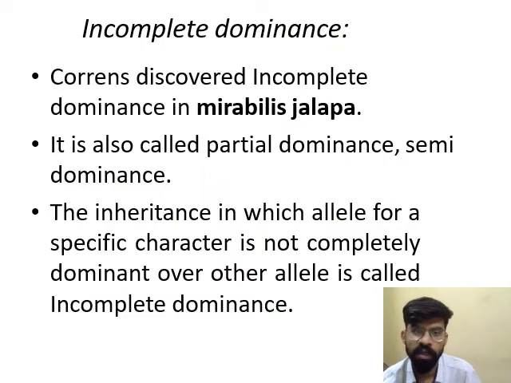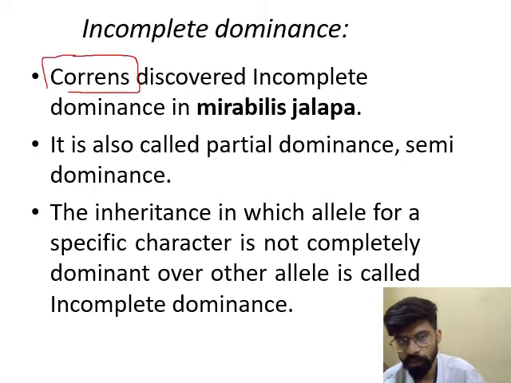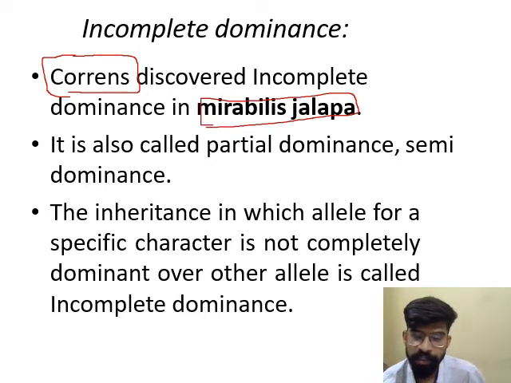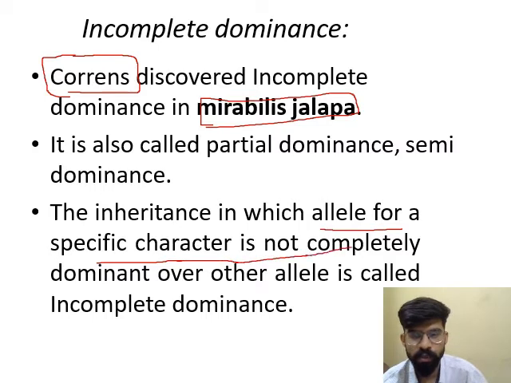Incomplete dominance was discovered by Collins. The scientist's name is Collins, and the plant used is Mirabilis jalapa. It is also called partial dominance, or semi-dominance. And what is the definition of incomplete dominance? Incomplete dominance is that in which the allele for a specific character is not completely dominant over the other allele. Means it does not show the law of dominance, so it is termed incomplete dominance.